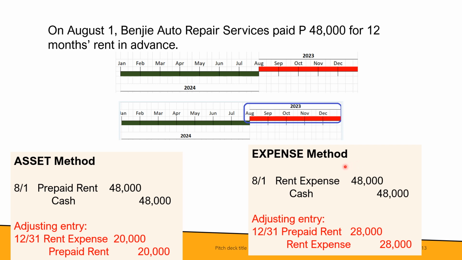And if you compare the balances of your rent expense and prepaid rent using the asset method and expense method, they should be the same. Prepaid rent under the asset method is 48,000 less 20,000, which is 28,000. In the expense method, it is also 28,000. How about rent expense? Since you only have one entry for rent expense, which is 20,000, in your expense method you have 48,000 debit, credit of 28,000, ending balance 20,000. So they are the same. And that's the adjusting entry for prepayments using the asset method and expense method.